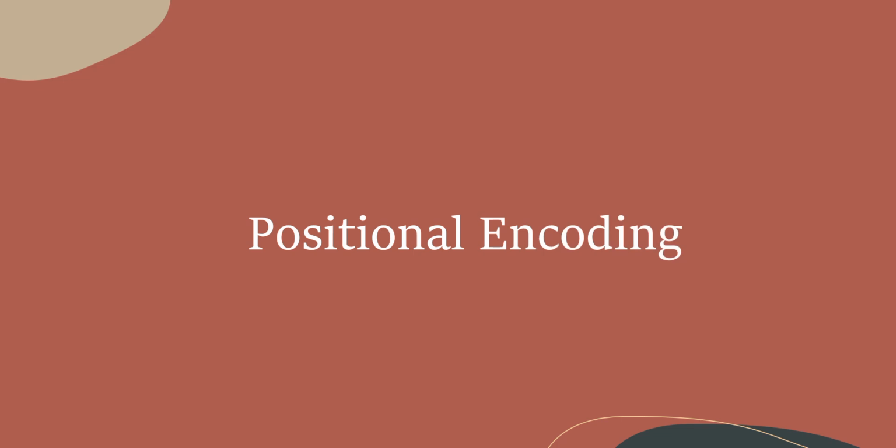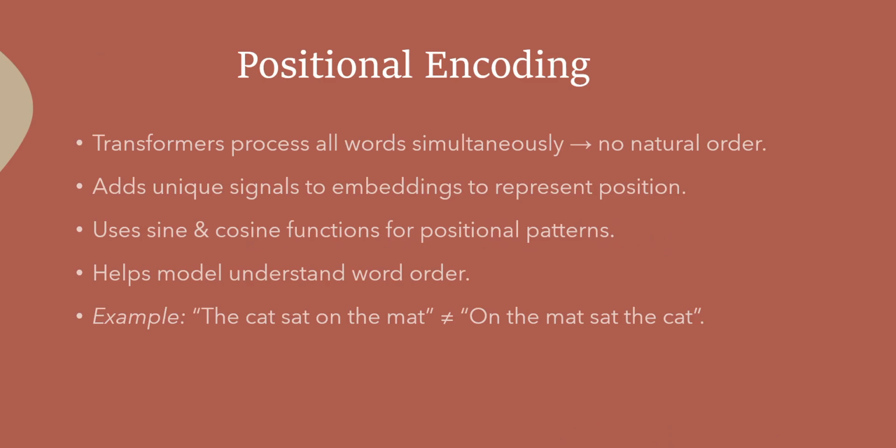What is positional encoding? Positional encoding is a transformer process. Unlike RNNs, transformers process words in parallel, so they need a way to understand the order. That is where positional encoding comes in. It adds a unique signal to each token embedding based on its position in the sentence, and uses sine and cosine functions for positional patterns, which helps the model understand word order. For example, the cat sat on the mat is not equal to on the mat sat on the cat.